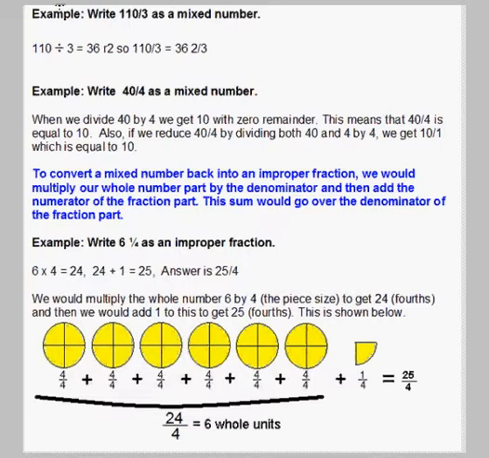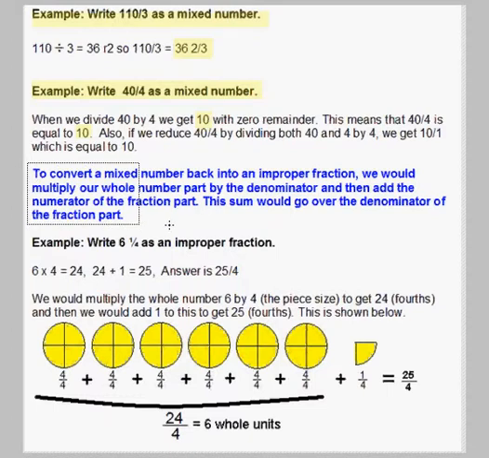Let's look at the example. Write 110/3 as a mixed number. Here we take 110, divide by 3. 3 goes in 36 times, so that means there's 36 of these 3/3 units, and we have a leftover amount of 2, so our answer is 36 and 2/3. Another example, write 40/4 as a mixed number. Here when we divide 40 by 4, we get 10 and no remainder. This means that 40/4 is just the whole number 10 with no proper fraction part.